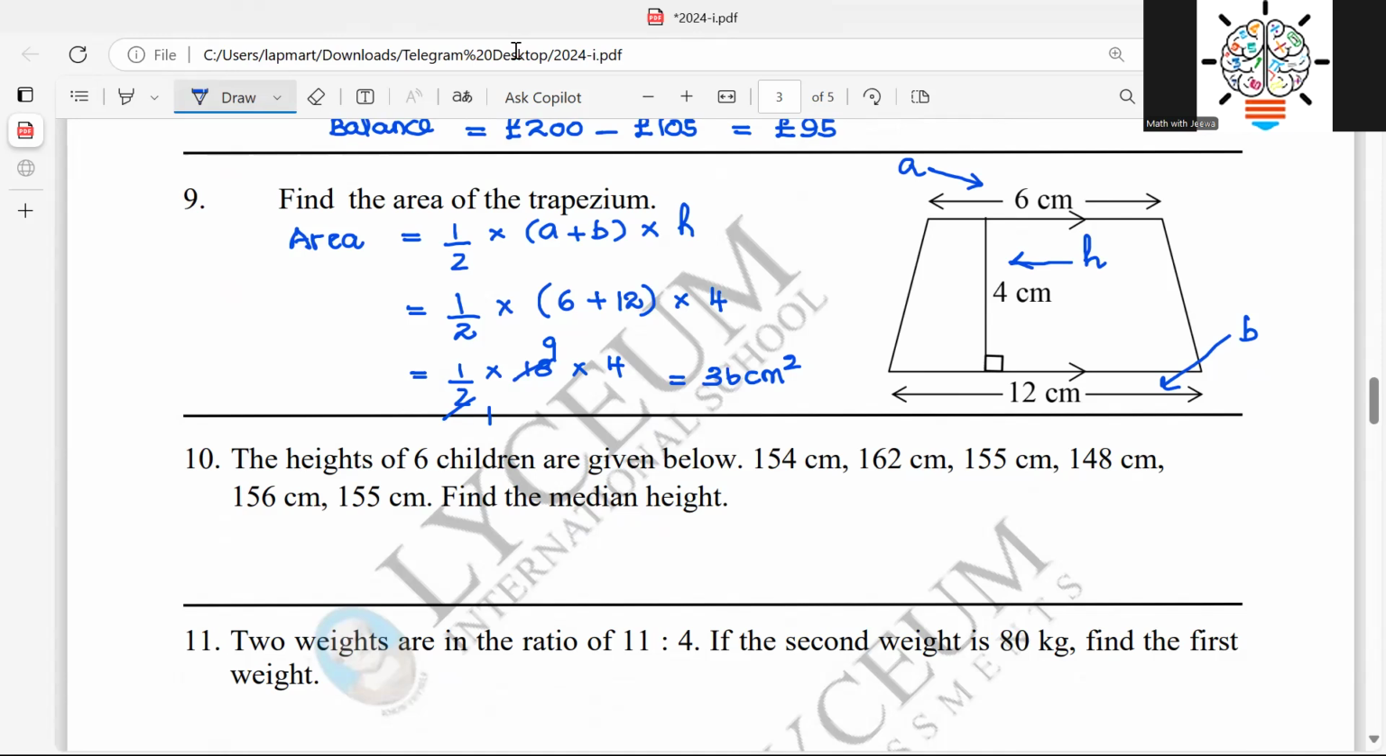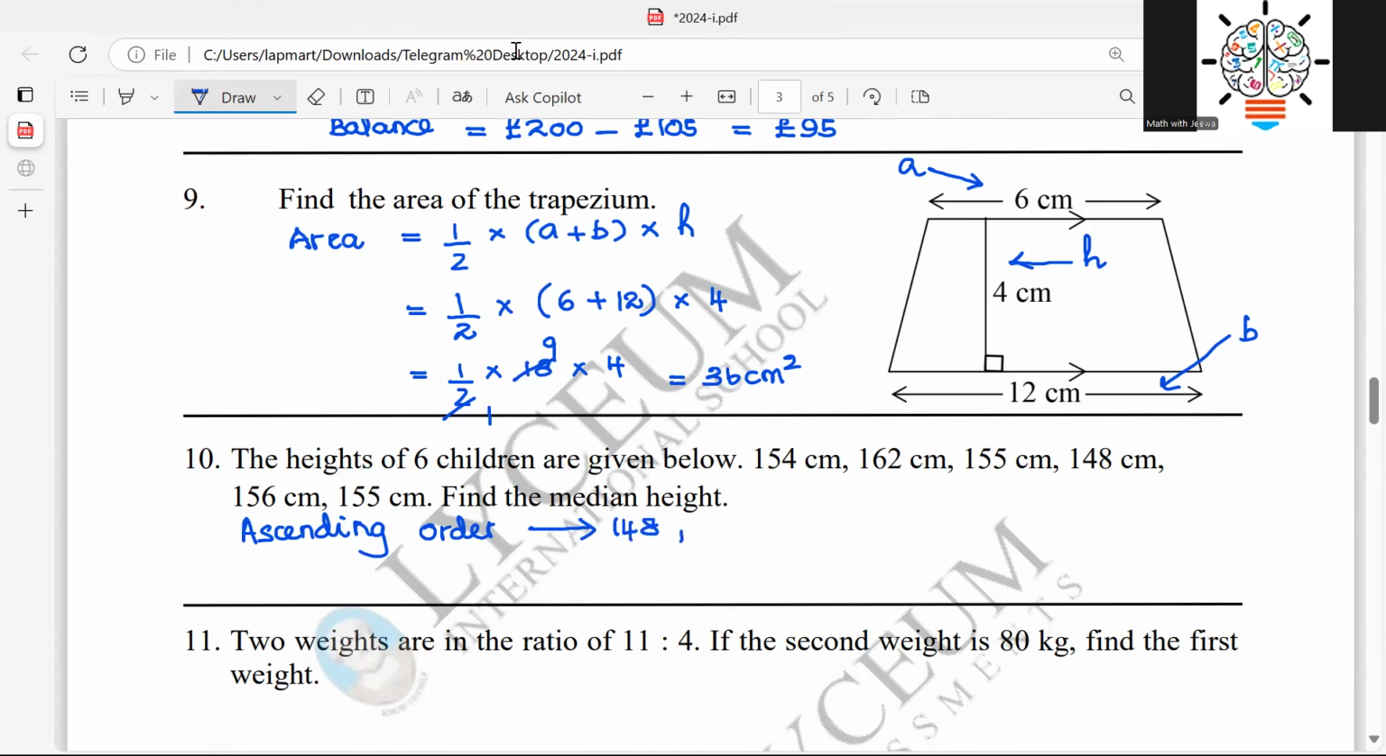The heights of 6 children are given below: 154, 162, and likewise. We want to find the median height. And when you want to find the median height, children, first of all we want to write down the given set of data in ascending order. What's the smallest one here? We just write them in ascending order. So what will be the first one?